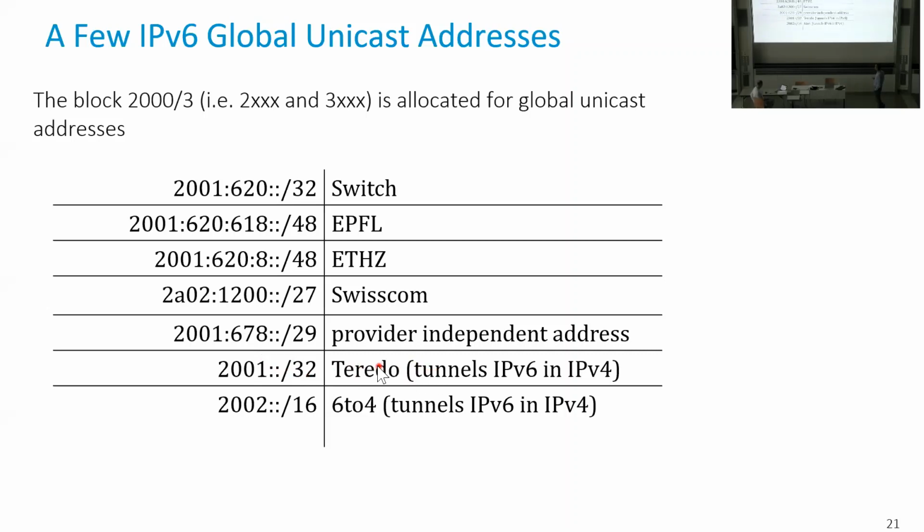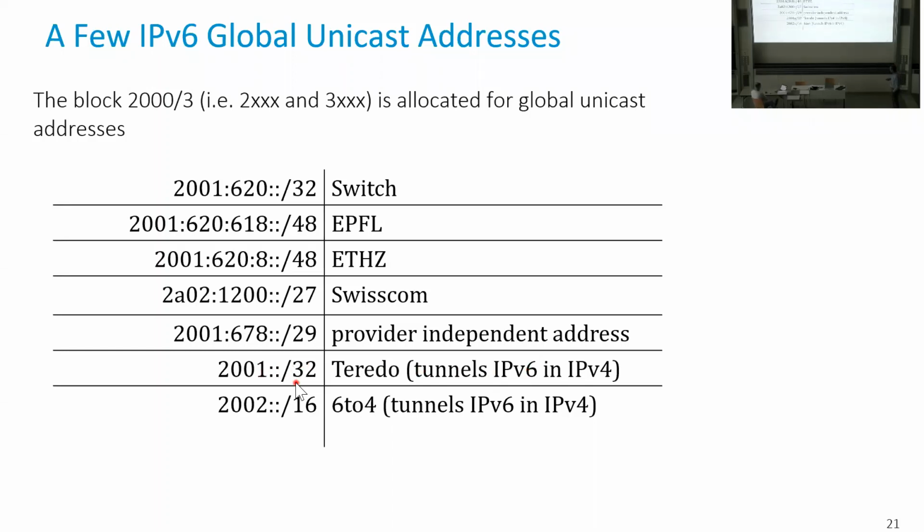2001::/32 is reserved for Teredo, which is a way of transporting IPv6 packets in IPv4 packets, which is what we do if, for example, we're at EPFL on the Wi-Fi network that has only IPv4 and we still want to test IPv6. Then we can access the IPv6 internet because there are routers in the IPv6 internet that provide a tunneling mechanism, which a tunnel means a way of putting IPv6 packets in IPv4 packets.